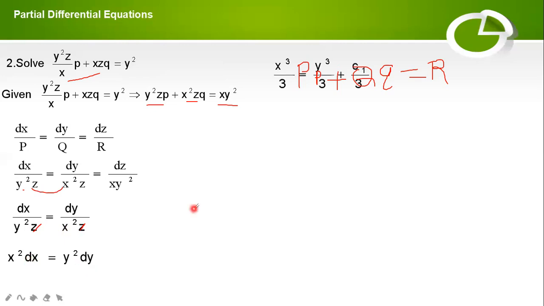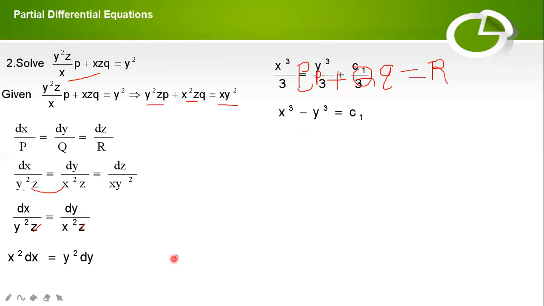Now cancel this z, and cross multiply: x square dx equal to y square dy. Integrating, x cube by 3 equal to y cube by 3, and for our convenience write c1 by 3. Cancelling the 3 and moving terms, x cube minus y cube equal to c1.